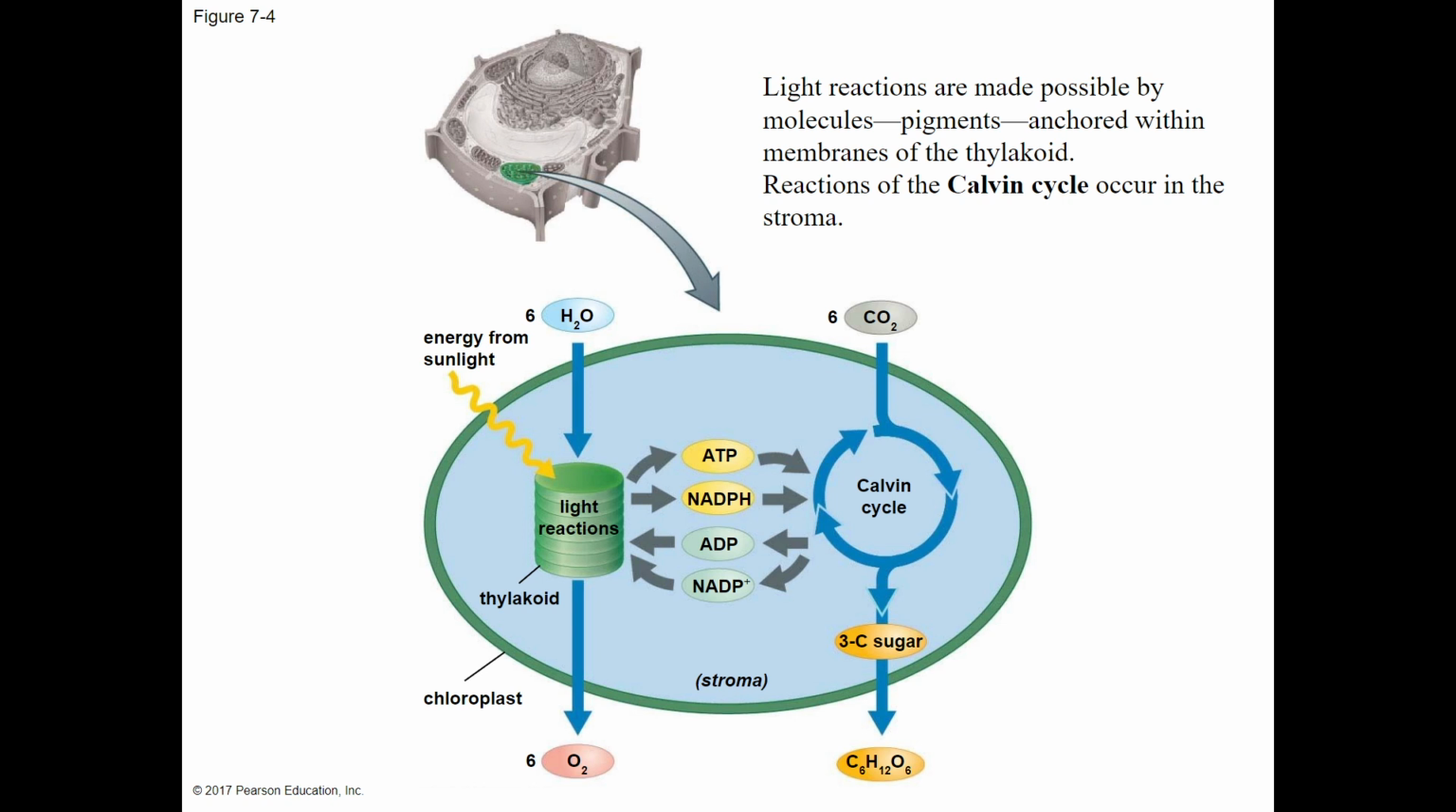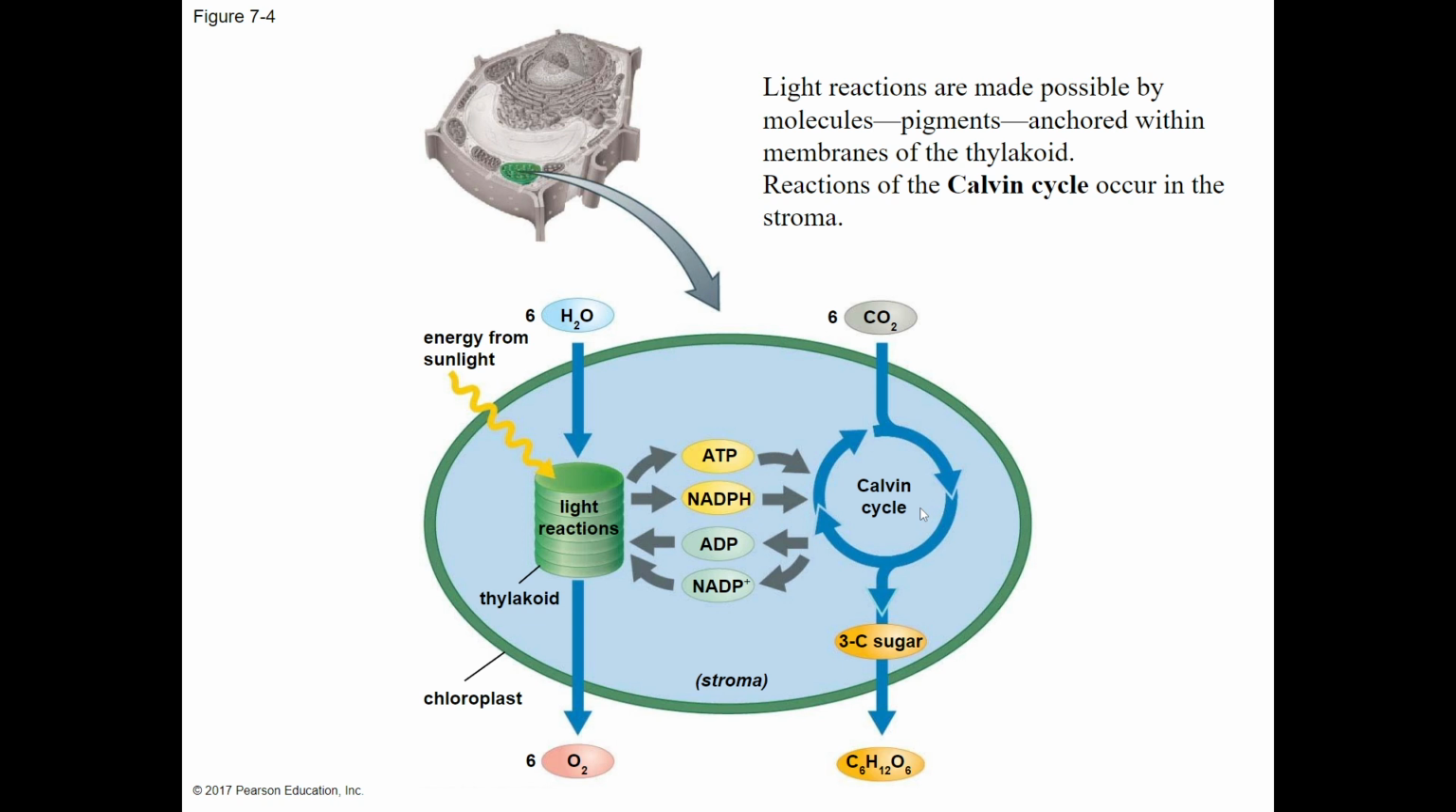The light reactions are made possible by molecules or pigments that we know are called chlorophyll, anchored within the membranes of the thylakoids, those discs. And we're going to use the products of the light-dependent reactions to power the Calvin cycle, which occurs in the stroma instead of the thylakoid disc. So you can see the energy from the sunlight hits the thylakoid disc. It would be trapped by chlorophyll, and this process would also split water to produce oxygen. This process would produce some ATP and electron carriers as a result, and those things would go through the Calvin cycle and then be recycled back to the light-dependent reactions.